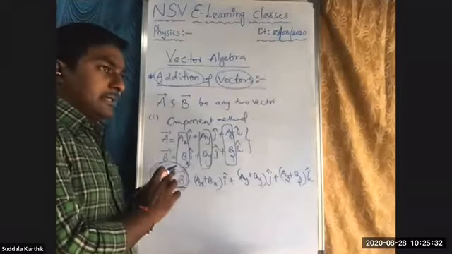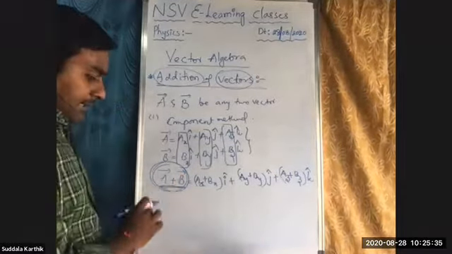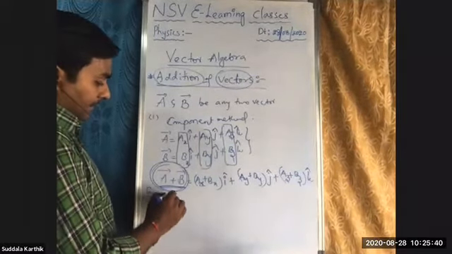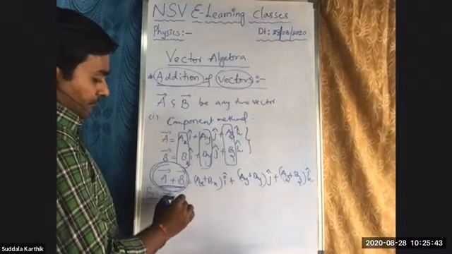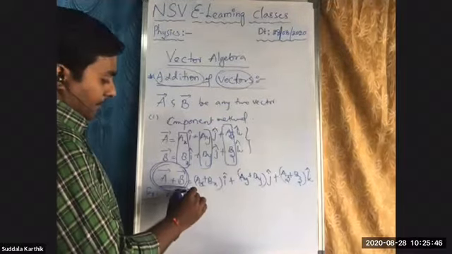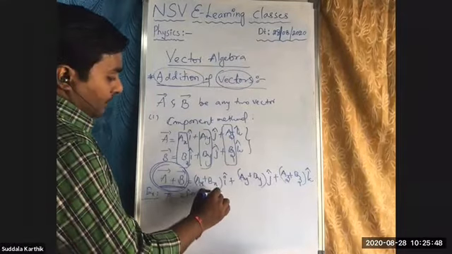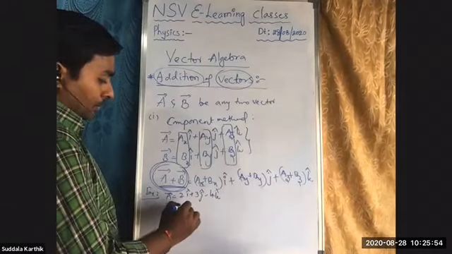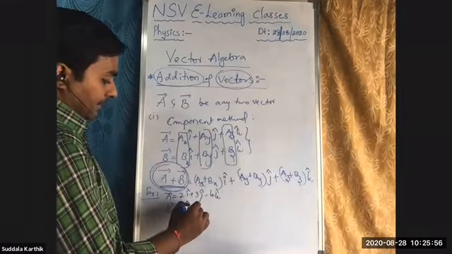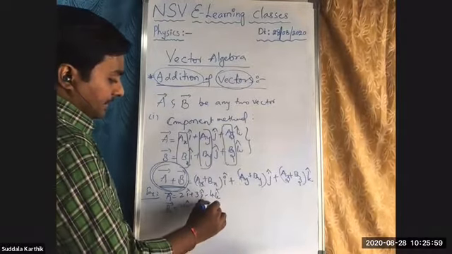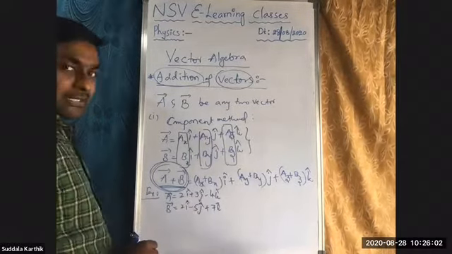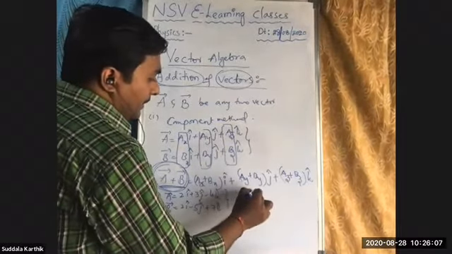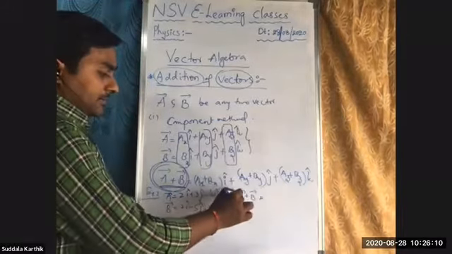Suppose I am giving one example. a bar equals 2i cap plus 3j cap minus 4k cap, and b bar equals 2i cap minus 5j cap plus 7k cap. Right? What is the addition of these two vectors, a bar plus b bar?